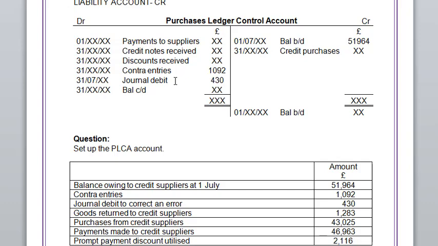Then we have goods returned to credit suppliers. So that will reduce the amount you owe. And if you have goods returned, the next thing we'll expect is that you get a credit note for those items that you returned. So I'm going to plug it in there.